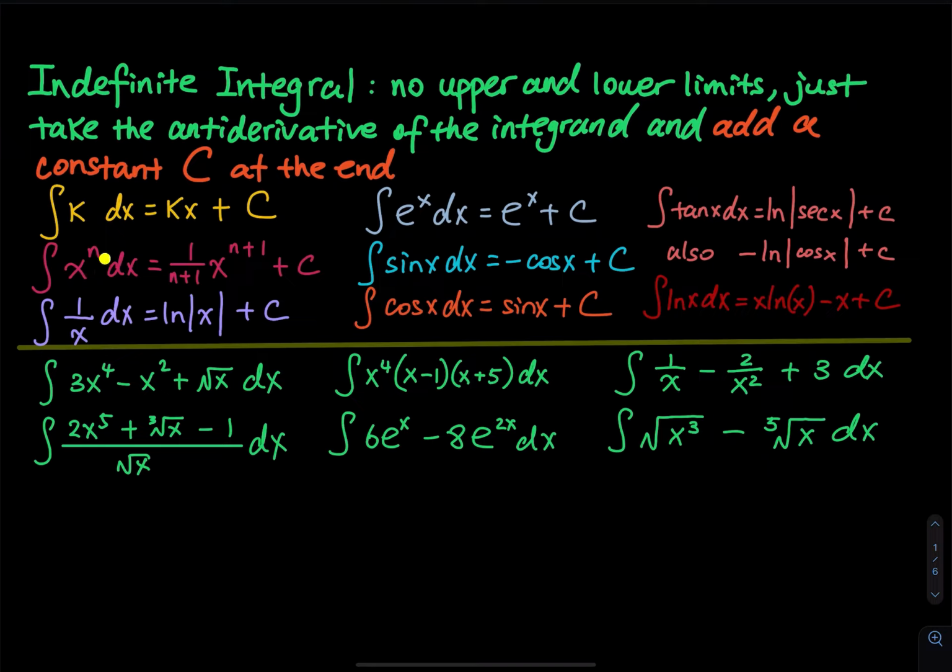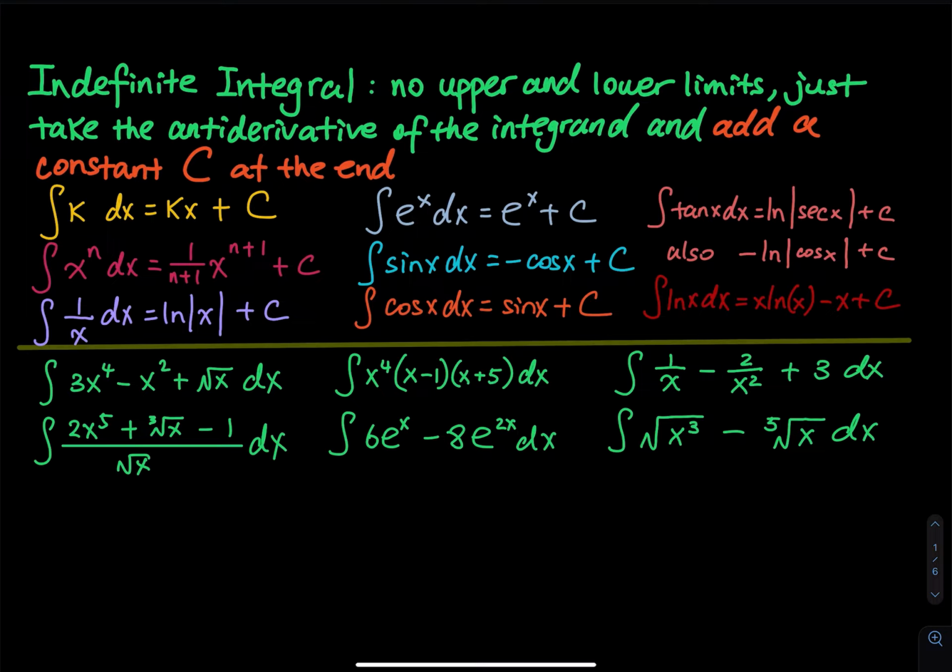So x raised to the n power, when you integrate, you take n plus 1 and put the n plus 1 in the denominator, because when you take the derivative of that, you bring the n plus 1 down, and n plus 1 minus 1 goes back to the integrand.